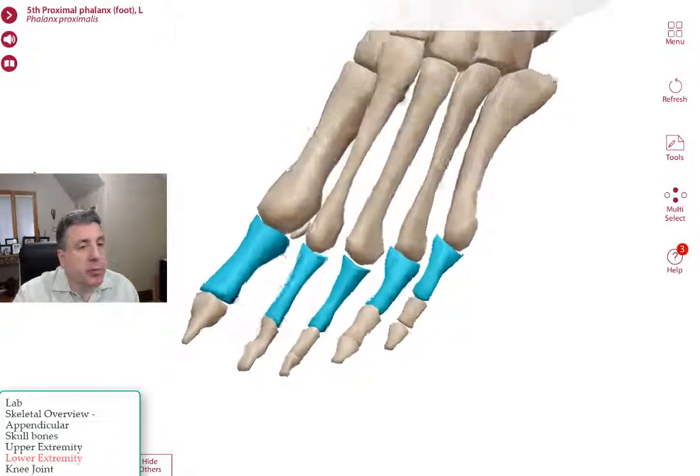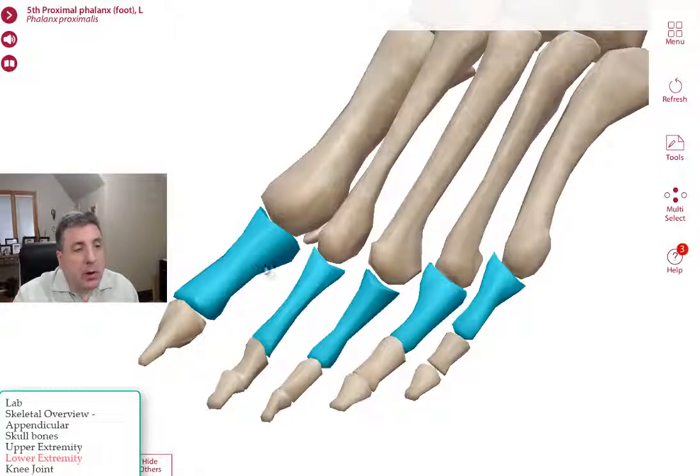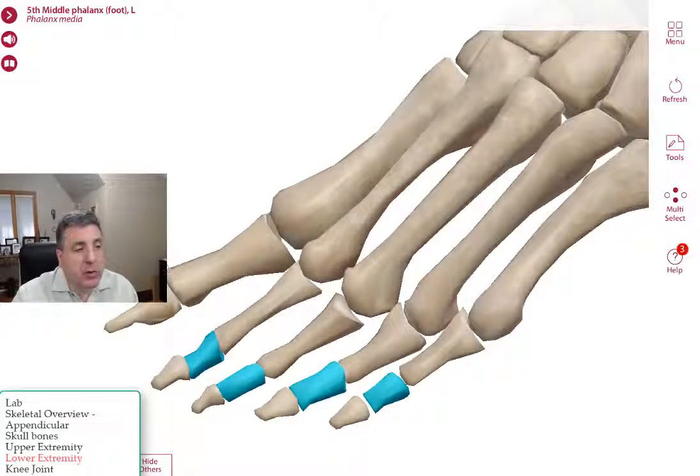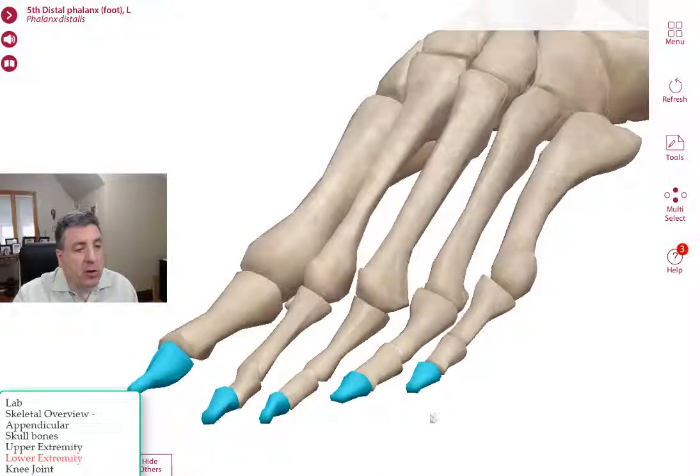We have your proximal row of your phalanges. We have your middle phalanges. There's only 4 of those. Notice that the great toe, just as with the thumb, does not have a middle phalange. And then the distal phalanges are at the very tips. So those are your skeletal structures of the lower limb.